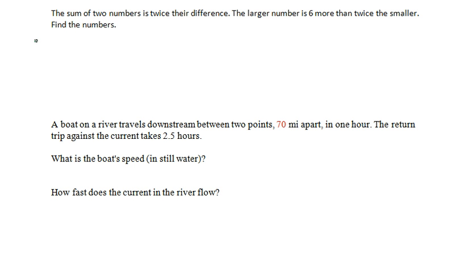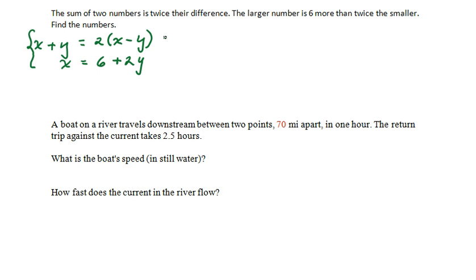Let's use x and y as the variables. So the sum would be x plus y. Twice their difference would be 2 times (x minus y). The larger number is 6 more than twice the smaller. Let's say that the larger number is x, and it is equal to 6 more than twice the smaller. So here's our system of equations.